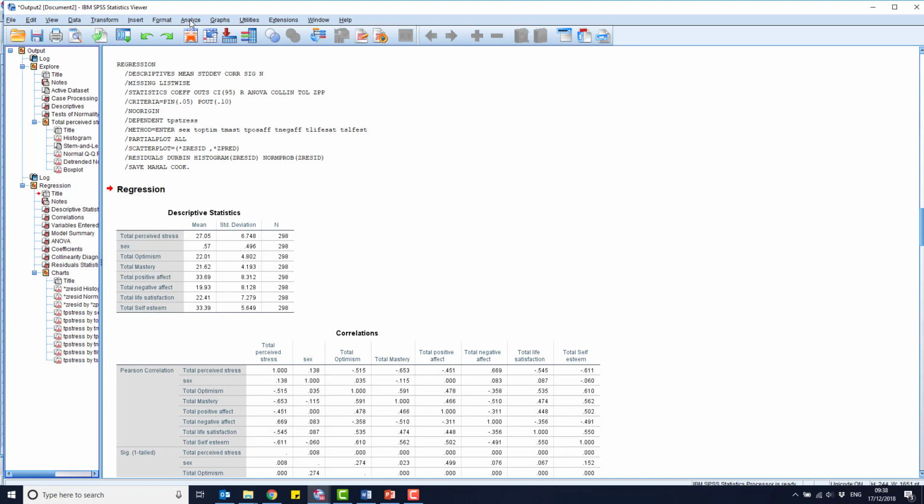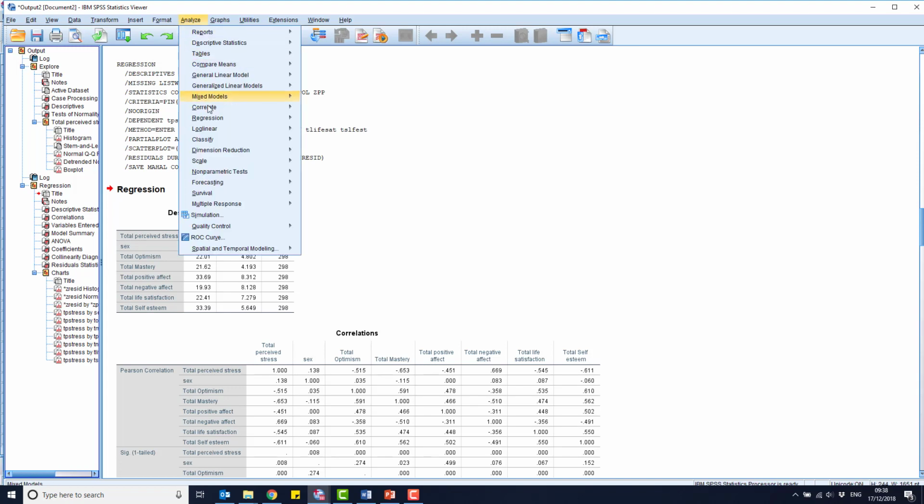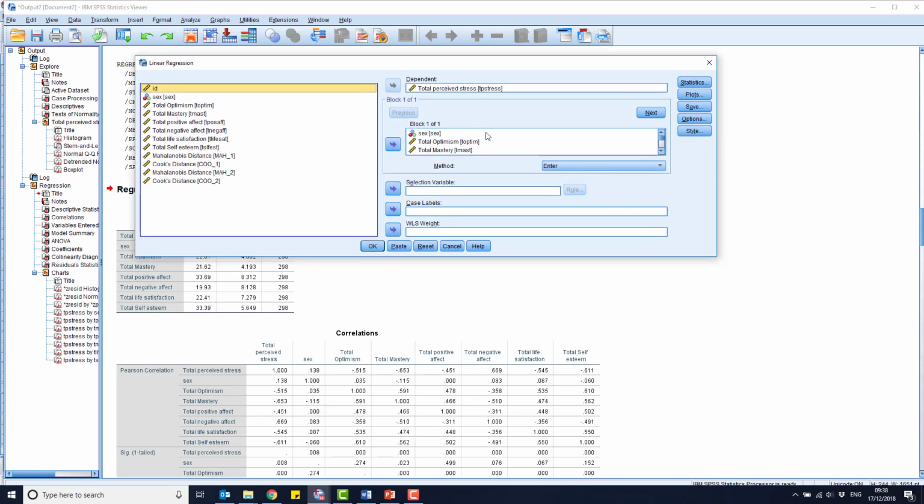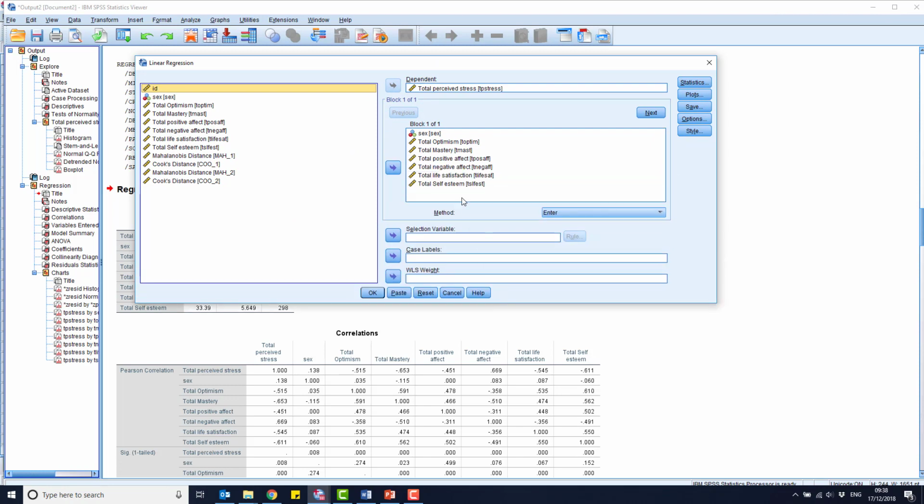So in exploratory research, another common approach to multiple linear regression is something called stepwise. So we would go to analyze, go to regression, go to linear, and all of the options that we chose from before are here, but we'll need to choose a few more. The first thing we need to do is to choose the method, and we want stepwise. Now there are different types of stepwise, but I'm just going to use stepwise.